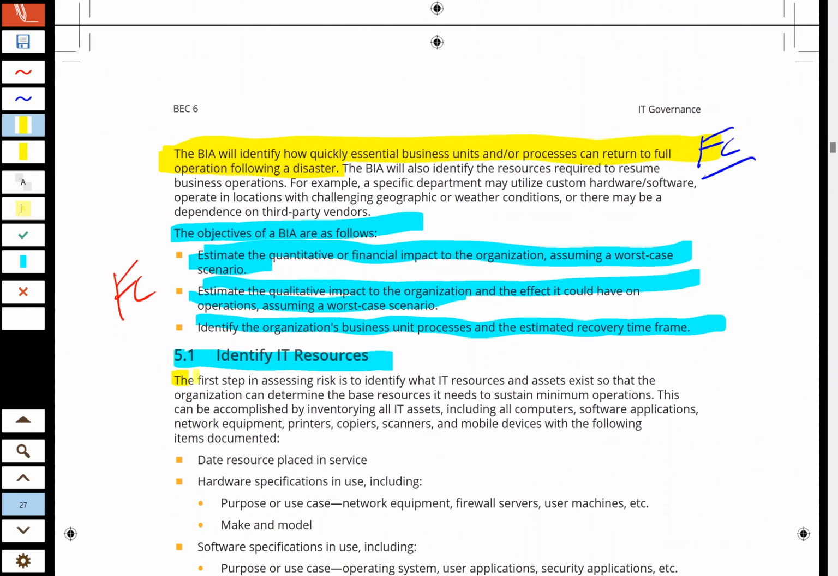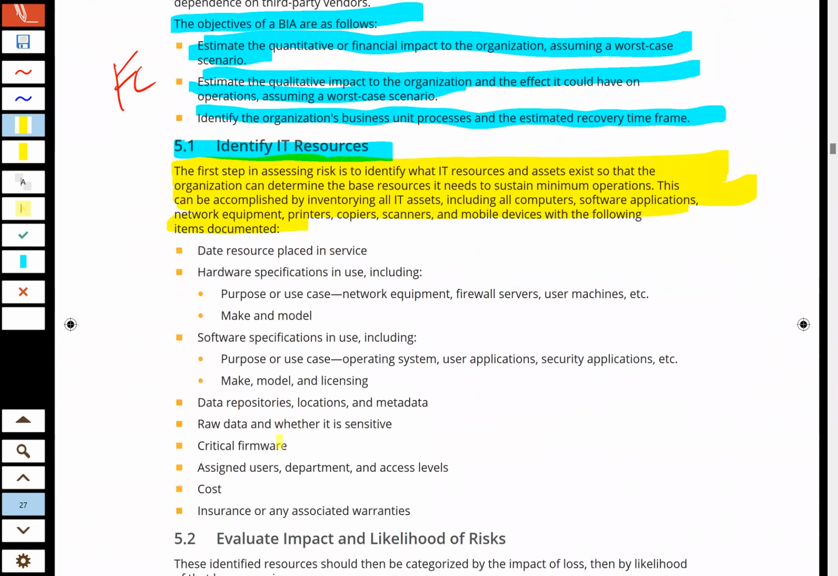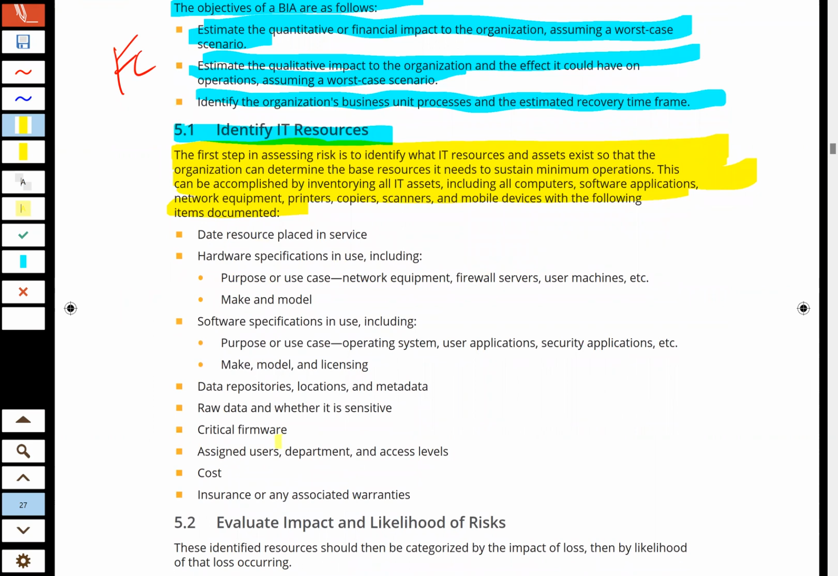So the first step in assessing the risk is to identify what IT resources exist and determine the base resources needed to sustain minimum operations. We're going to inventory all our IT assets, and then we're going to consider that the following items are documented: when something was placed in service, what its costs are, whether we have any warranties, insurance, etc. Okay, I'm not going to ask you to flashcard those because I think those are pretty obvious things that would be necessary for some sort of recovery.